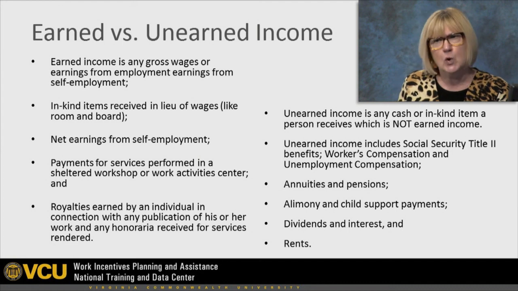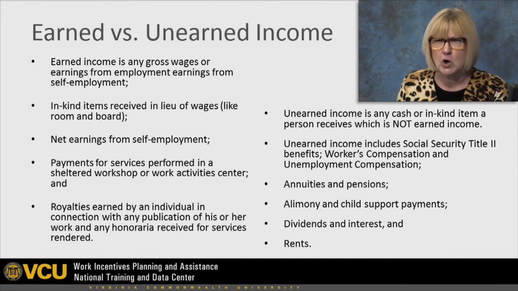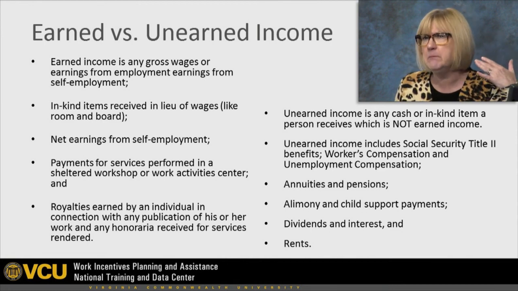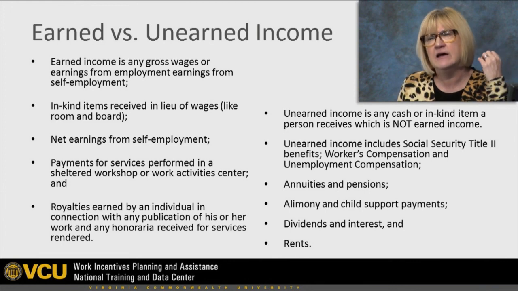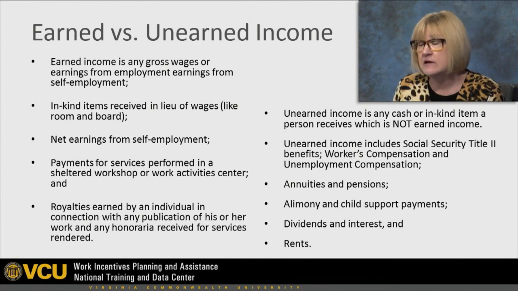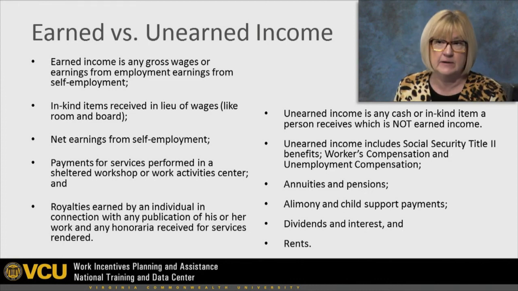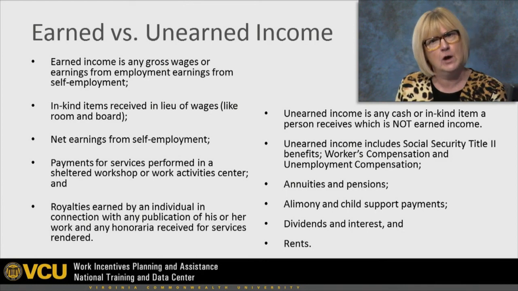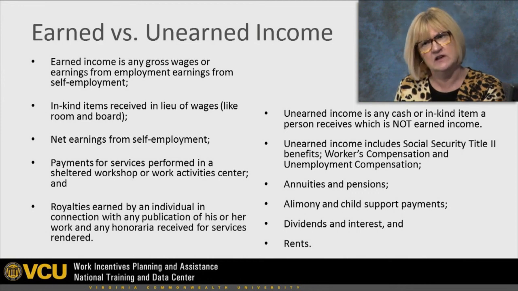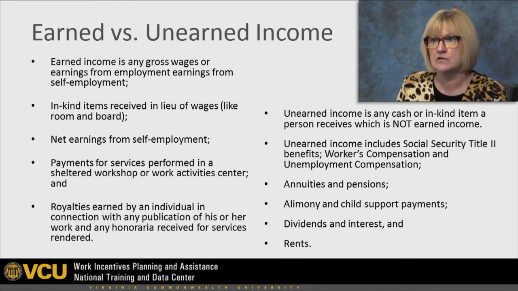And then things like royalties earned by an individual in connection with publication of his or her work, or honoraria. There are many, many, many citations within the POMS that specify all the different kinds of earned income and exactly how they're counted. We don't expect you to be experts in all of that, and CWICs aren't even expected to be experts in all of that. There will always be times that a beneficiary has to be referred to the local field office for a determination as to, is this income at all? And if it is income, is it earned or is it unearned? It sounds like that would be easy to figure out, but it isn't always.